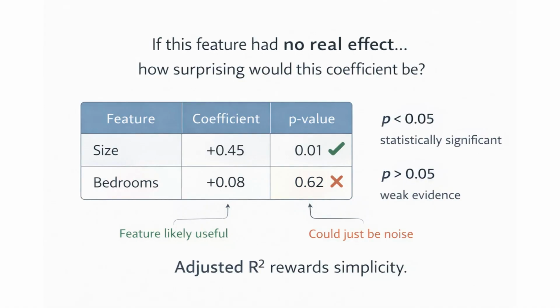Now let's talk about p-values. P-values answer a different question. If this feature had no real effect, how surprising would this coefficient be? A small p-value means the feature is likely meaningful. A large p-value means the effect could just be noise. By convention, p less than 0.05 implies statistically significant. P greater than or equal to 0.05 implies weak evidence.